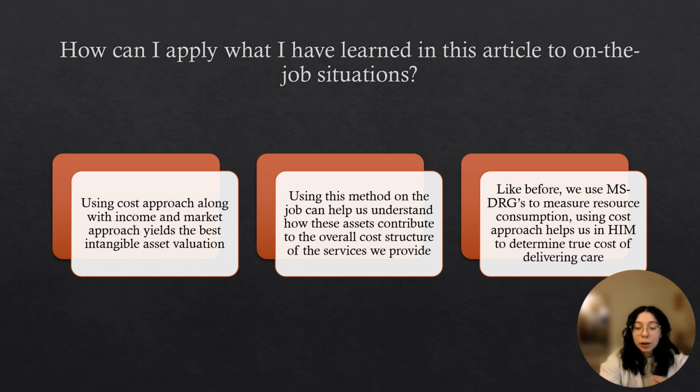So in HIM, we can be involved in managing and overseeing healthcare billing and reimbursement and financial reports. This article helps us understand how this cost approach can help with indirect costs associated with the healthcare services that don't typically show up. So now we have that insight of, okay, we need to take this into account in the cost approach, right? So overall, it would help with decision making about service pricing and reimbursements.